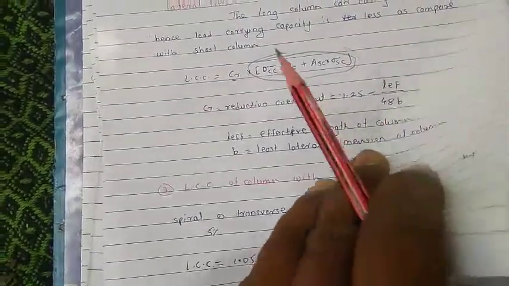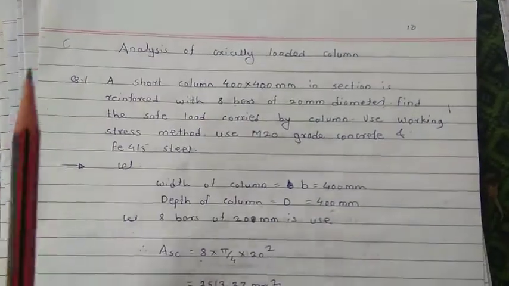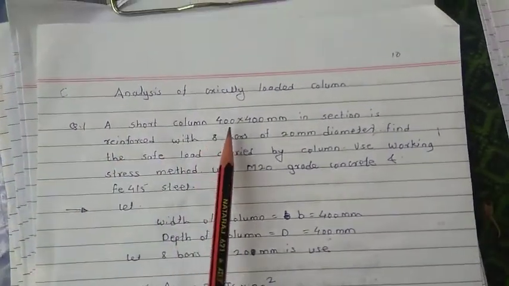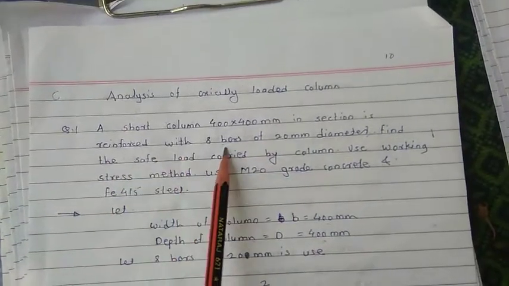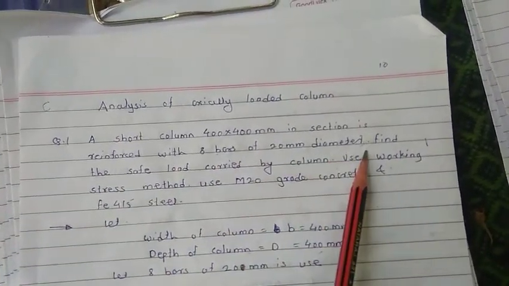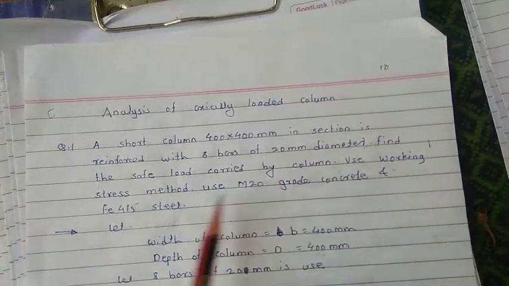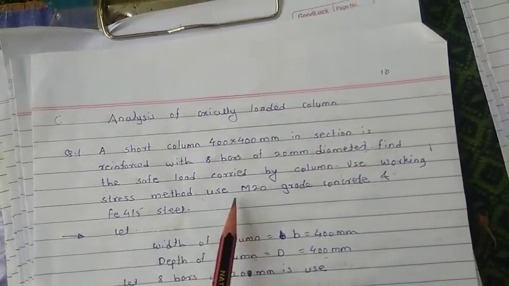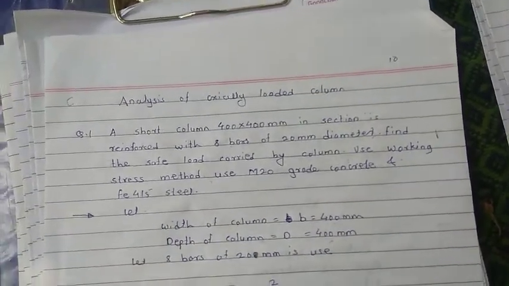Now we have directly started with the analysis of the column. So let us consider an example. A short column of size 400 mm by 400 mm in section is reinforced with 8 bars of 20 mm diameter. Find the safe load carried by the column, and we have to use the working stress method, and the grade of material is M20 grade concrete and Fe415 steel.